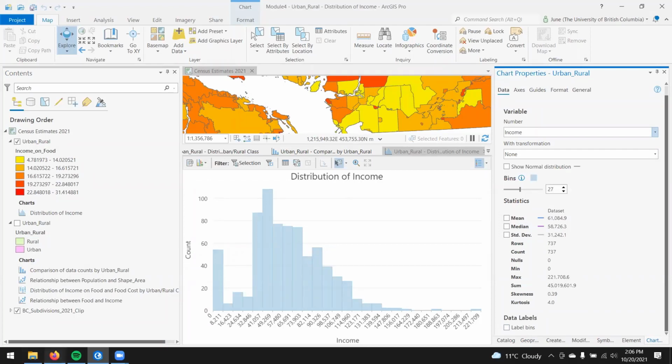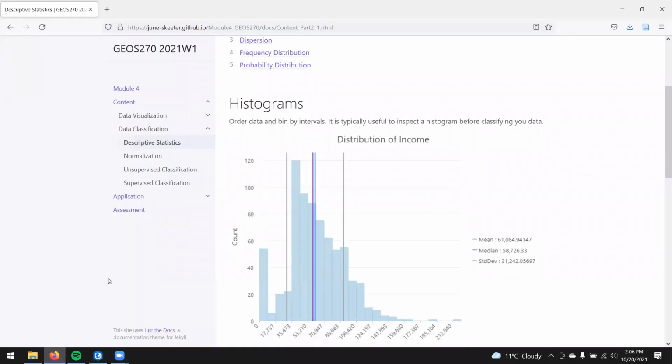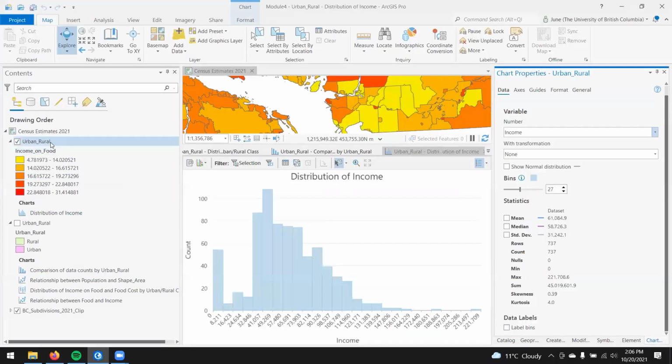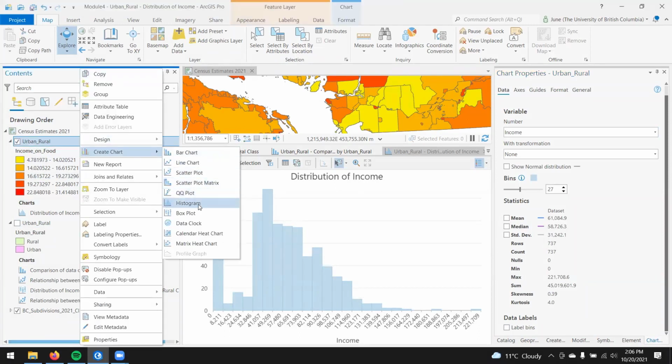So it's just important to use, and I don't know if I've had you all create a histogram for a raster data set. We can do the same for vector, right? It's really easy to do. You just go to create chart and then you click on histogram.